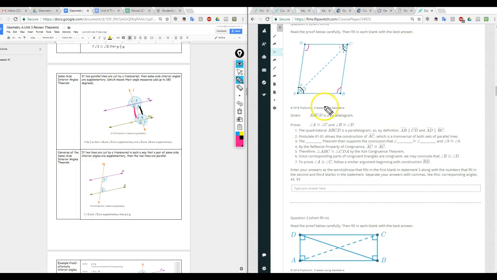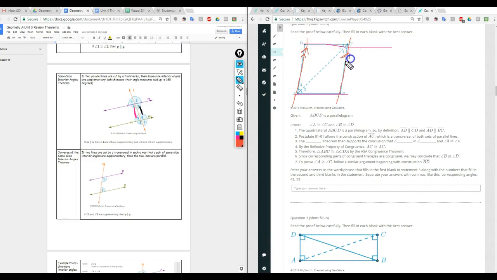Alright, so let's read through this proof. Given ABCD is a parallelogram, prove step 1. The quadrilateral ABCD is a parallelogram, so by definition, side AB is parallel to side length CD, and side AD is parallel to side BC.